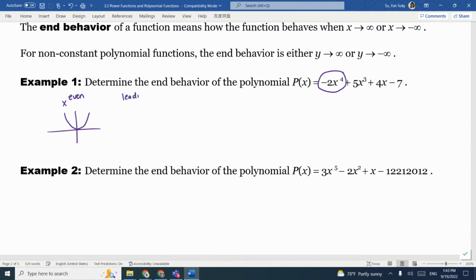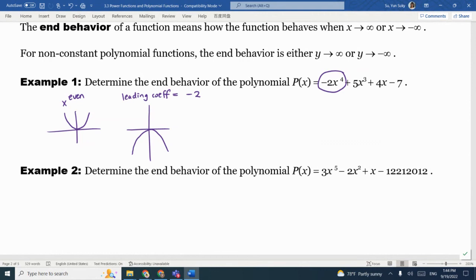And our leading coefficient is -2. Is that okay, everybody? So -2 means it's going to be what? Flip it downstairs. Do you agree, everybody? The negative means reflection over the x-axis. The 2 means vertical stretch by a factor of 2. But it's 2 but down. Right, everybody?